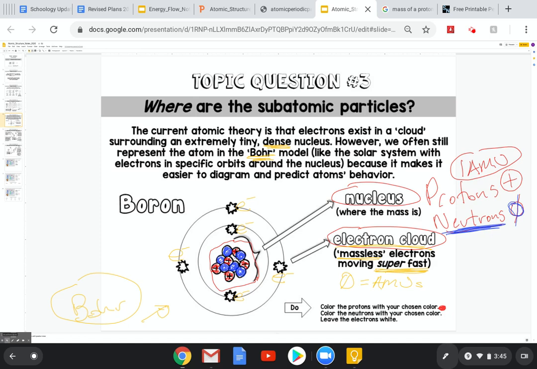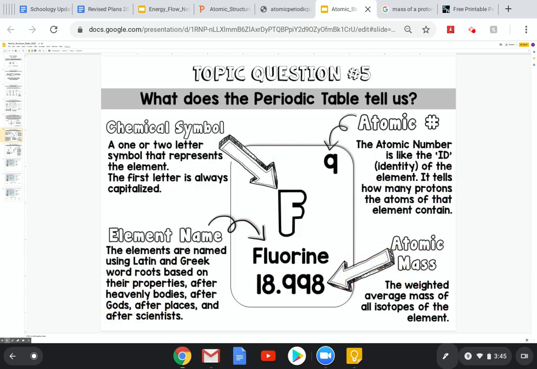So let's keep on going here. Now that we know all about our subatomic particles and where to find them, we have a system that's going to help us understand the data that we need at all times. We call it the periodic table, about all these different elements, and it'll help us solve problems. It'll help us understand what's happening, especially when we start dealing with chemical reactions in a bit.